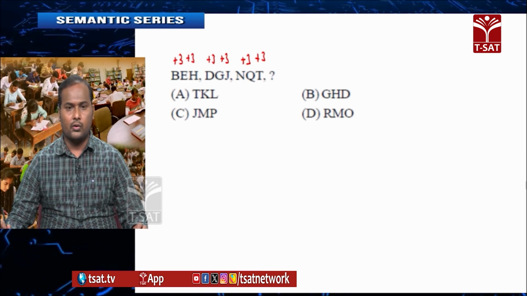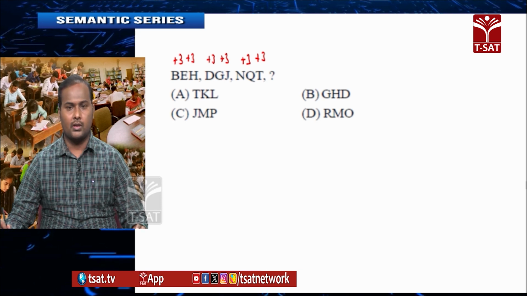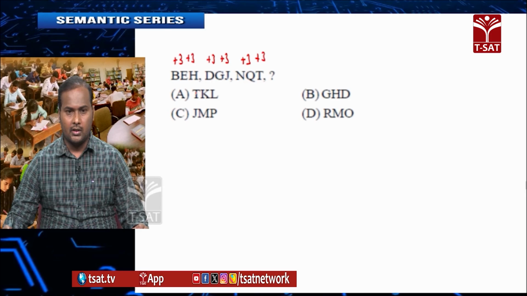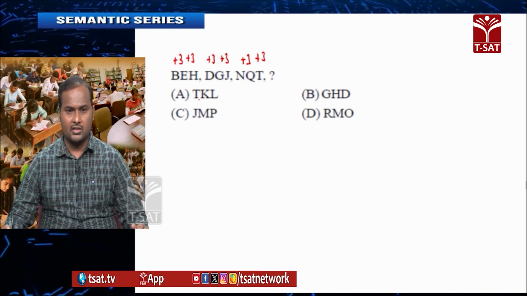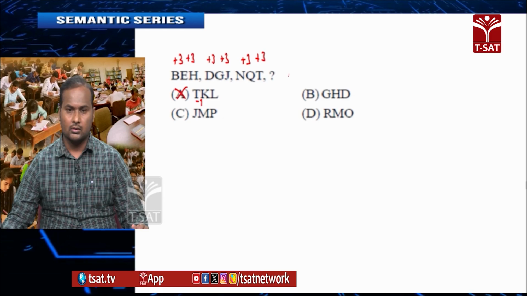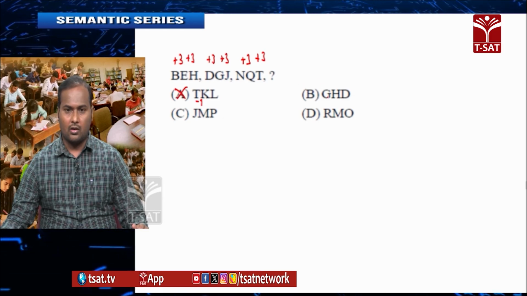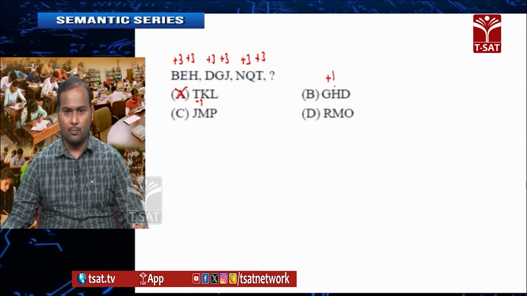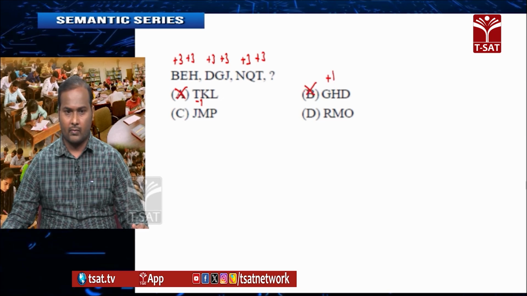So, now you need to check in the options which one is increasing by 3. Option A, if you see option A, T is 20, K is 11, it is decreasing by minus 9. So, option A is not the answer. Come to option B. In option B, G is 7, H is 8, it is increasing by only plus 1. So, this cannot be your answer.